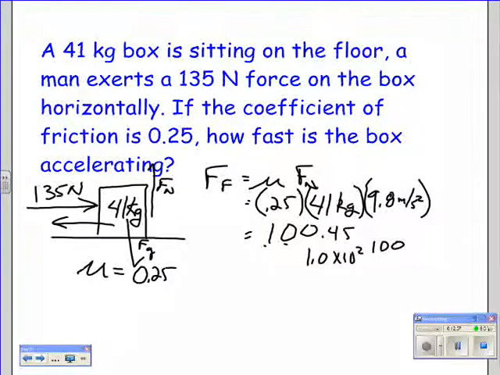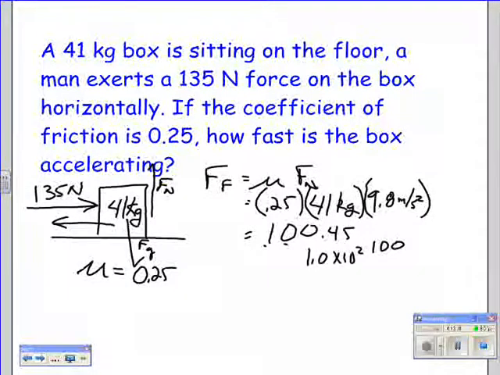Again, on the quiz and stuff like that, that's going to show up. 100 will be an option. 1.0 times 10 to the second will be an option. They're the same numerical value, but you've got to figure out significant digits. So that's my force of friction.